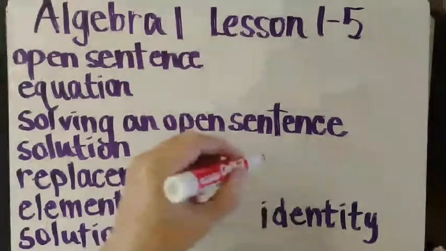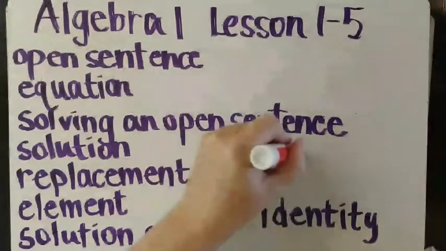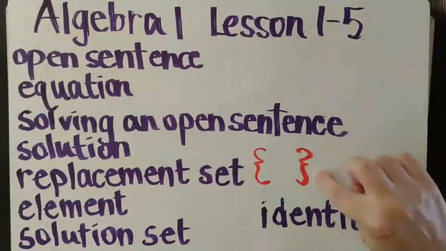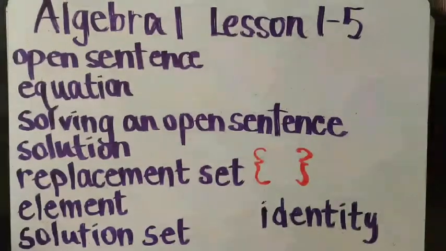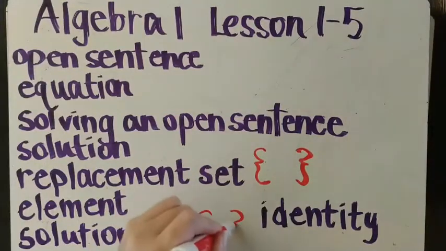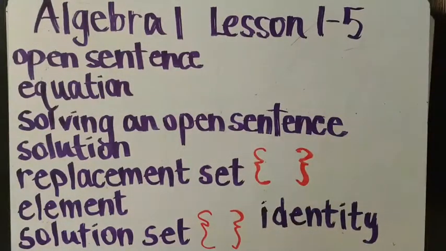And when you see a replacement set, it will be in these braces, which tells you it's a set. Element, each entry in a set. Solution set, the set of elements from the replacement set that makes an open sentence true. And when you write your answers as a solution set, you are going to use braces. Identity, an equation that is true for every value of the variable.